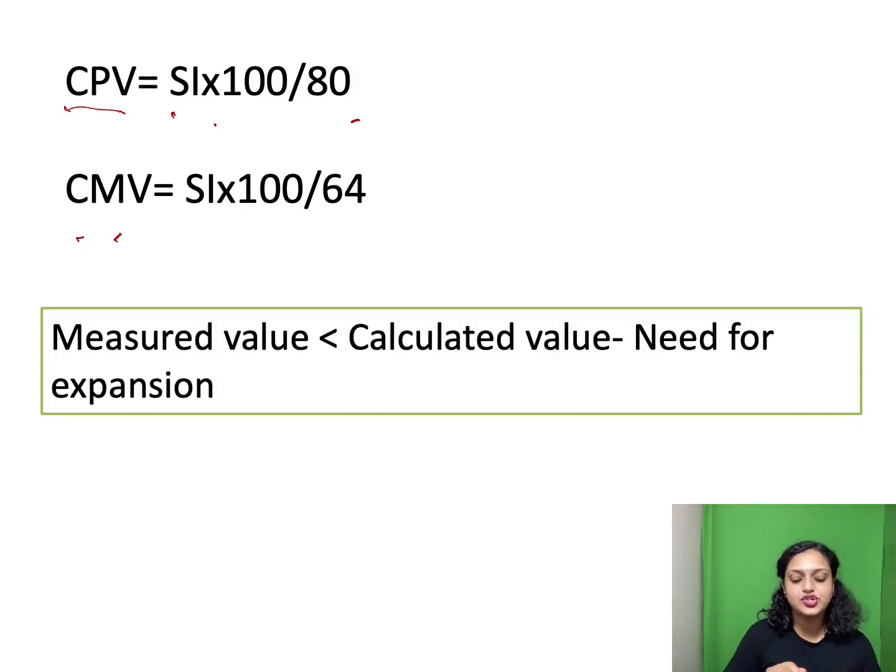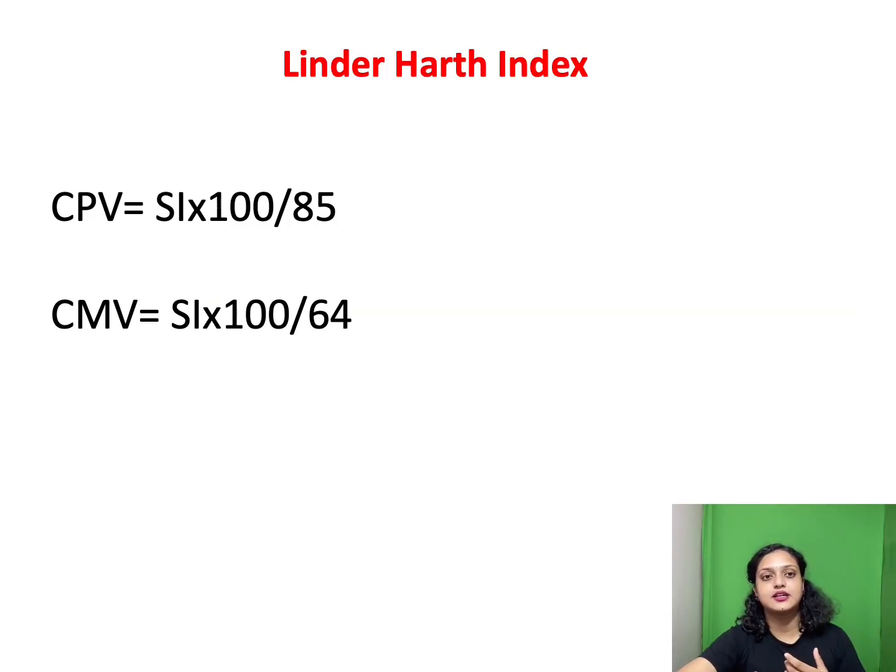But when the measured value is lesser than the calculated value, it means that the teeth are more constricted than the arch, so you can expand the arch. That's what it means. Pons analysis is not a very important analysis. You just need to know that the upper anteriors are used as a guide to determine whether expansion is required or not. Next, Linderhardt analysis is the same procedure, but the formulas are slightly different.